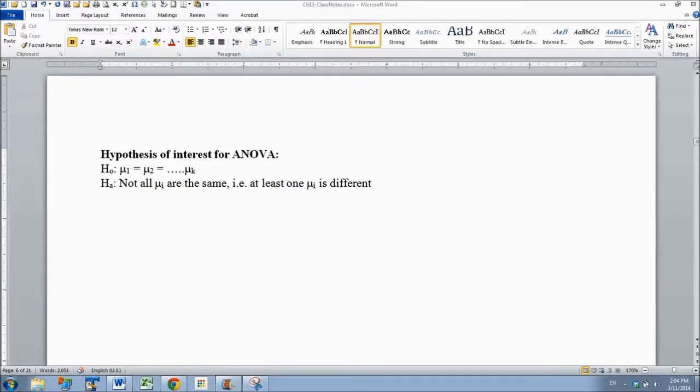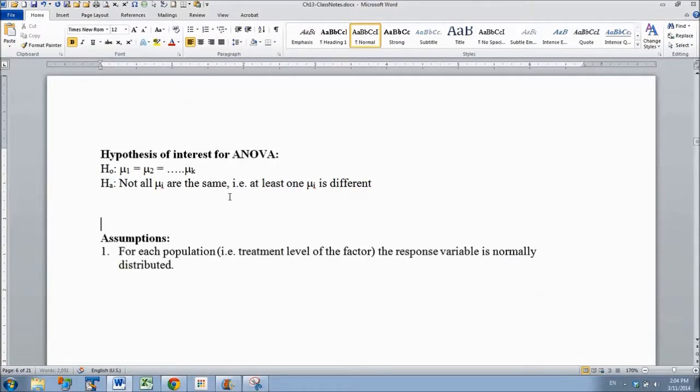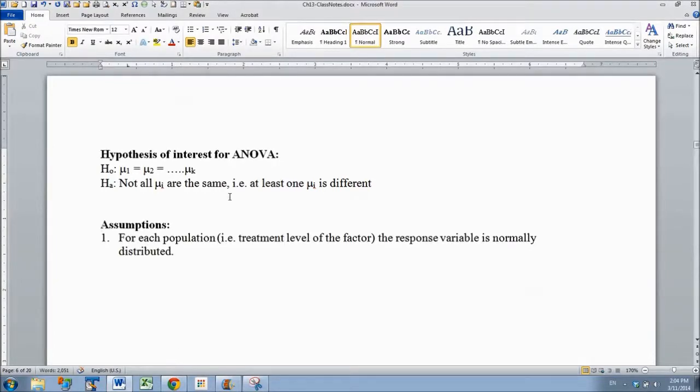In this video, we're going to look at the formulas that we need to test the ANOVA hypothesis. The null hypothesis is that the means of the K populations are all equal, as opposed to the alternative hypothesis, which says that not all of the means are equal, at least one is different. Now, to test this hypothesis, we need to make three assumptions.